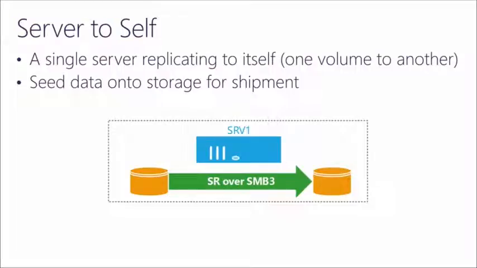Seed the data onto storage for shipment. So for instance, if you've got a big volume and you want to send it off maybe to another location that you can't replicate to, you want to get that initial seed to another location where it's not able to synchronously replicate because it's a huge amount of data. You could replicate a volume onto a spare volume that you could then extract from that server, ship it, bring it up in the second site, and then start the replication and just the delta changes. So you've got a bit of flexibility there. So it is a little bit more of a niche scenario, but certainly something you can do.